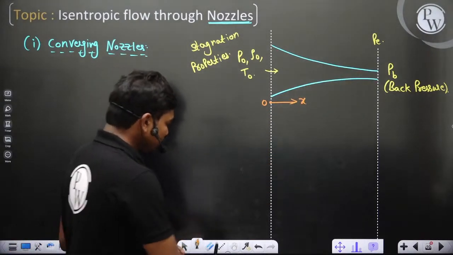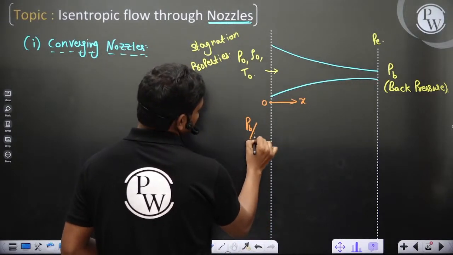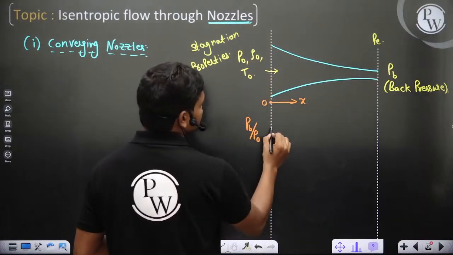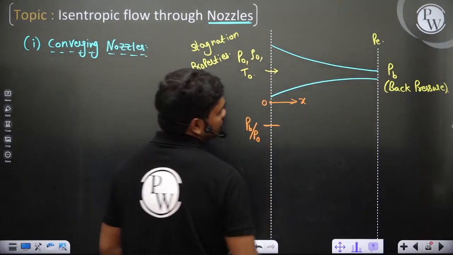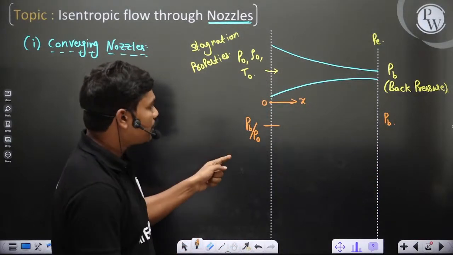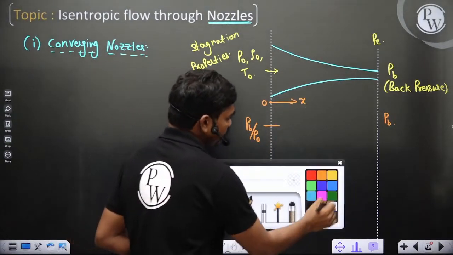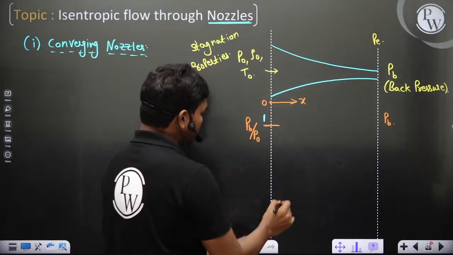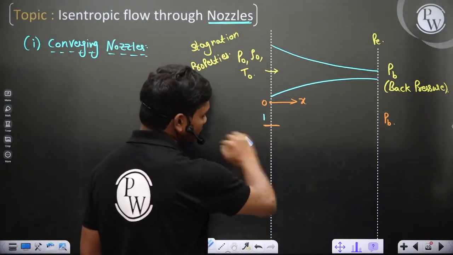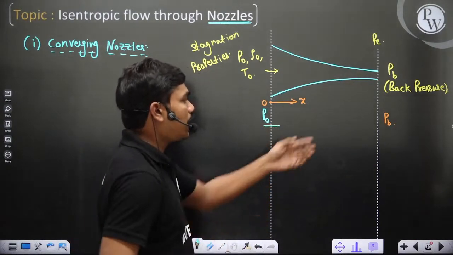Now let's say I plot the quantity PB by P0 here at this point. So PB by P0 means PB is this and P0 is this. And you have PB here in this case. If you see, if this value is 1, or let's say this is P0 initially. You have P0, along the variation you are studying, the pressure variation along the nozzle. So here it has P0 of course, and there it is PB.